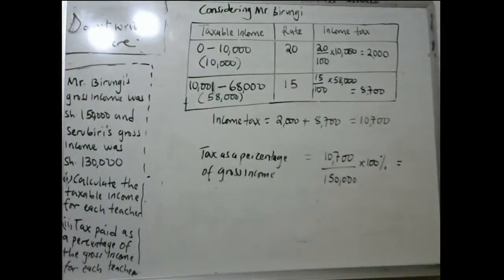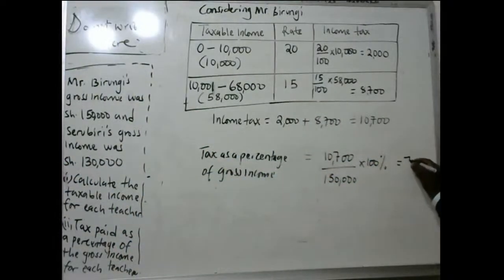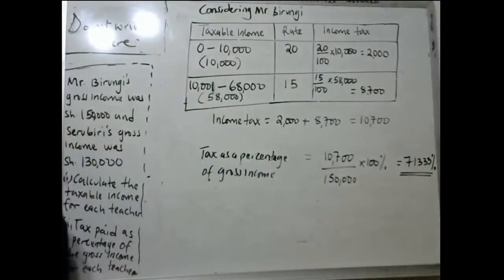These things are so simple, only if you accept to understand them, not cramming them. What do you have as the solution? 7.13. Let's round up to 4 dps. 1, 2, 3, 4%. So the solution is 7.1333%. That is the tax as a percentage of the gross income.